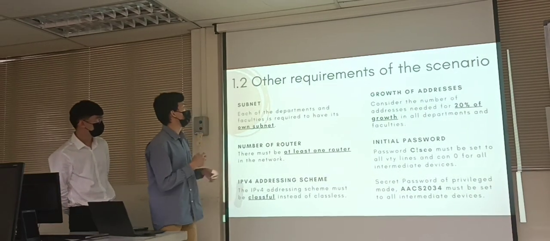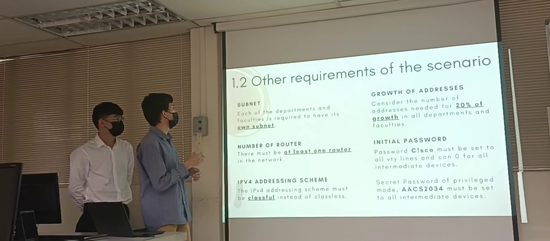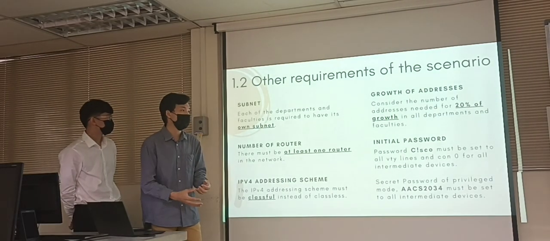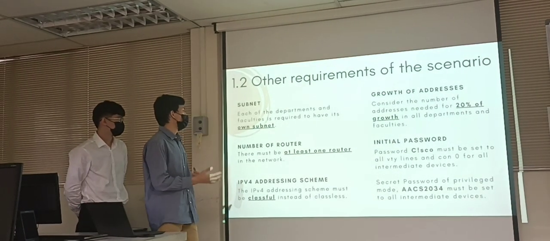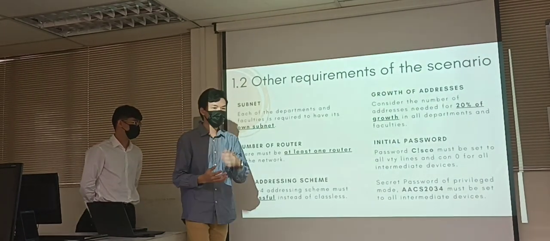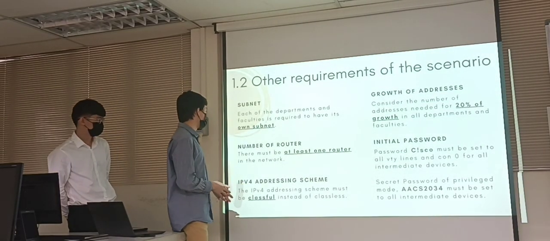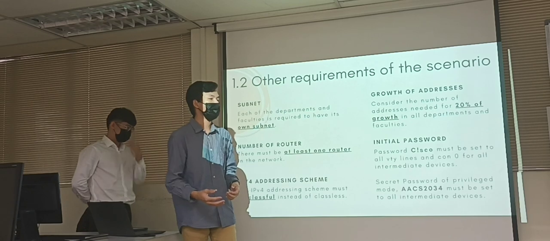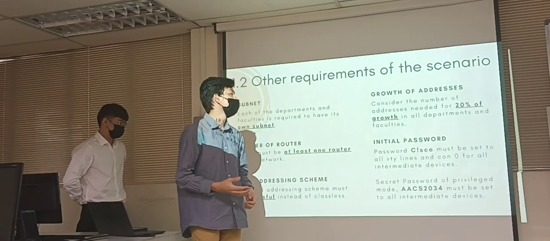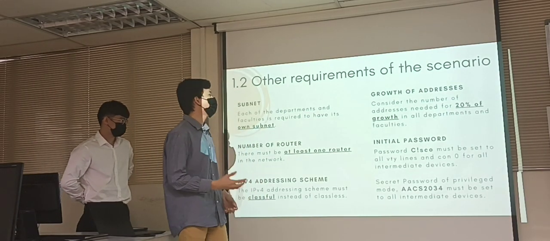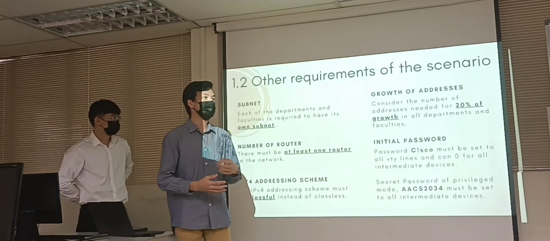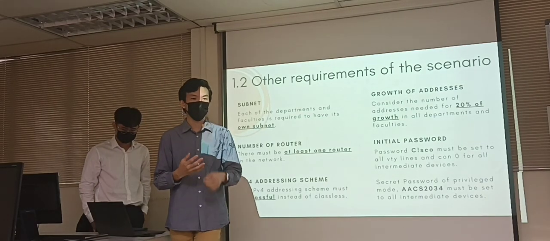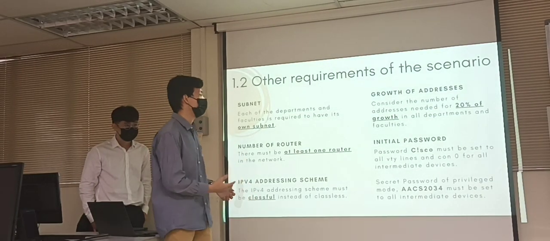There are several requirements of the scenario. First of all, subnet. Each of the departments and faculties is required to have its own subnet. Next, the number of routers. There must be at least one router in the network. Furthermore, the IPv4 addressing scheme must be classful instead of classless. And moreover, the growth of the addresses. Do consider the number of addresses for 20% of growth in all faculties and departments.